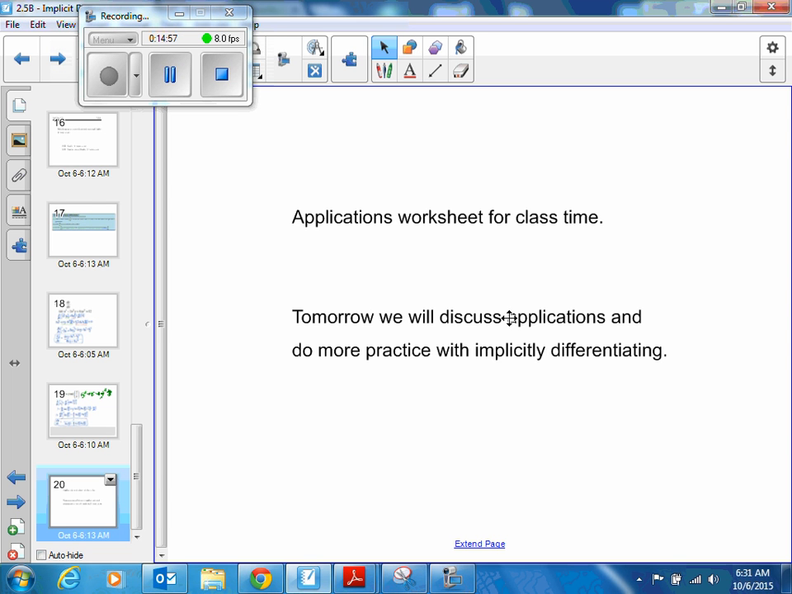Tomorrow we'll continue to work on the applications, and we'll do more practice with implicitly differentiating. The applications, some of them are difficult. They're going to make you think. You do not need to finish the whole thing for tomorrow. I recommend that you try to get through at least a couple of the examples, at least 2 or 3 of them. Each of them has their own page, and they ask you questions, a lot of them about tangent lines and slope and things like that.